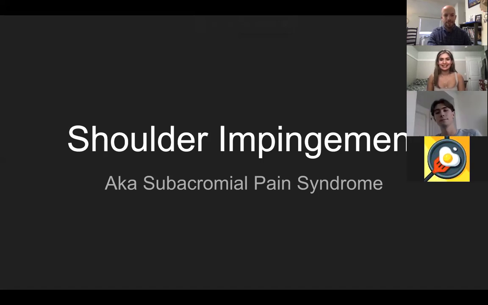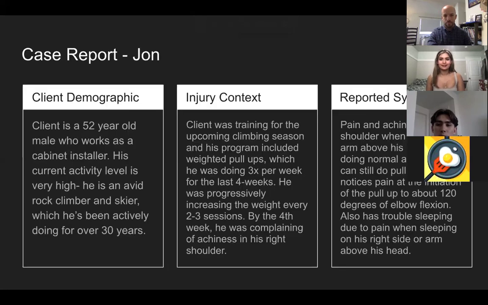All right, so our injury that we are tackling today is shoulder impingement, aka subacromial pain syndrome.